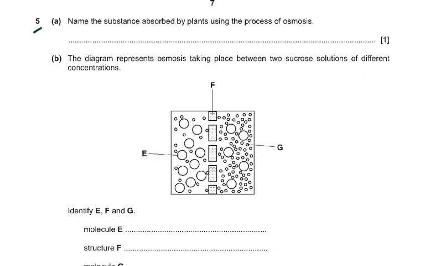To the last question, question number 5: name the substance absorbed by plants using the process of osmosis. Now please remember, the definition of osmosis is only and only the movement of water molecules. It is not a dye, it is not ions, osmosis is only water molecules.